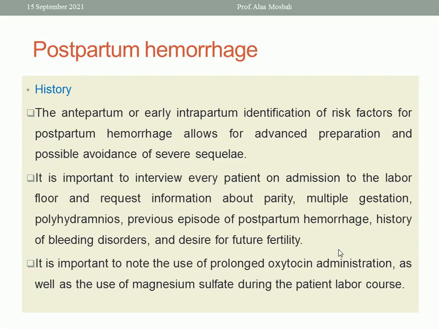It is important to note the use of prolonged oxytocin administration. This may cause an exhausted uterus and atony as a complication, as well as the use of magnesium sulfate, which is a muscle relaxant, during the patient's labor course.